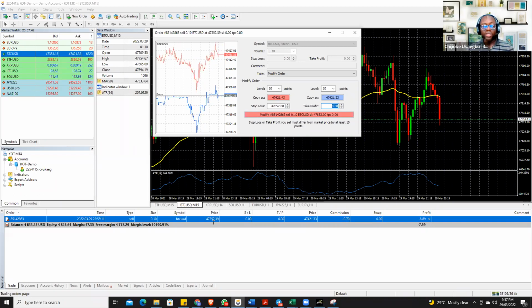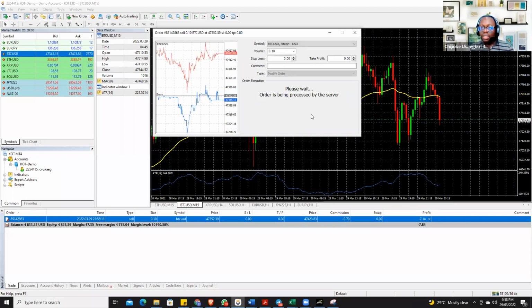Okay. Yeah, excellent. My take profit is 47052, which is the entry price minus 300 pips. And remember, for Bitcoin, 300 pips is $300. So you just subtract $300 from this, okay? And you get 47052. And you click on modify.